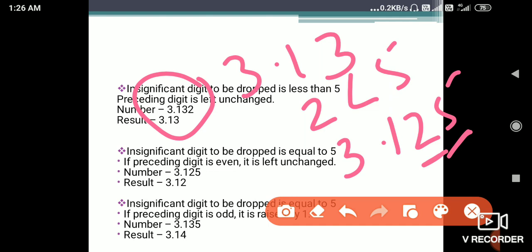The preceding digit here is 2, and 2 is an even number. You all know even numbers are those which can be divided by 2. So in such cases, when the digit is even, which can be divided by 2, there will be no change in the preceding digit. It means the answer should be written as 3.12.